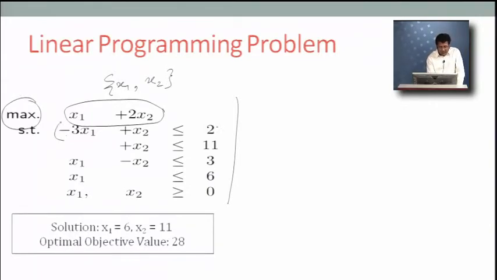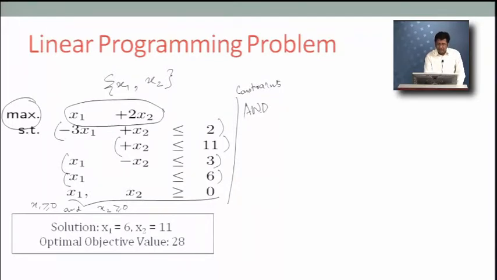The inequalities are minus 3x1 plus x2 less than or equal to 2, x2 less than or equal to 11, x1 minus x2 less than or equal to 3, x1 less than or equal to 6, and this says x1 greater than or equal to 0 and x2 greater than or equal to 0. And implicitly the constraints are all conjoined together, and there's a big "and" that goes between every constraint. So it needs to satisfy this and this and this and this and these.